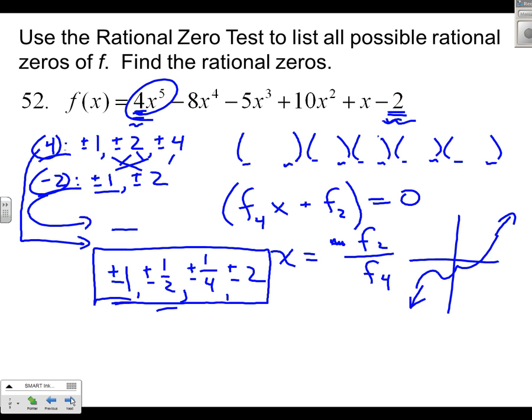So that's our rational zero test. I have not found all the rational zeros. Those are just the possibilities. Okay, but I will leave the rest for the viewer.